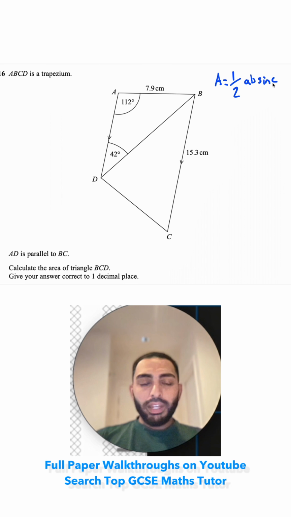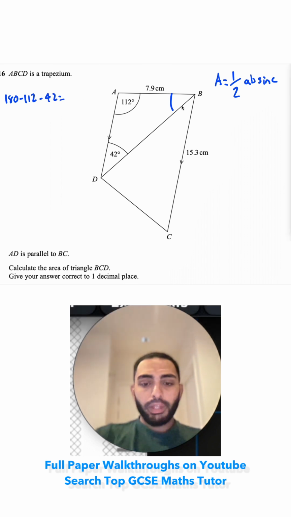I'm going to concentrate on working out this angle first. So I've got this triangle. Let's work out this missing angle here. I know angles in a triangle add up to 180. So to work out this one, I've got 180, take away 112, take away 42, which is 26.